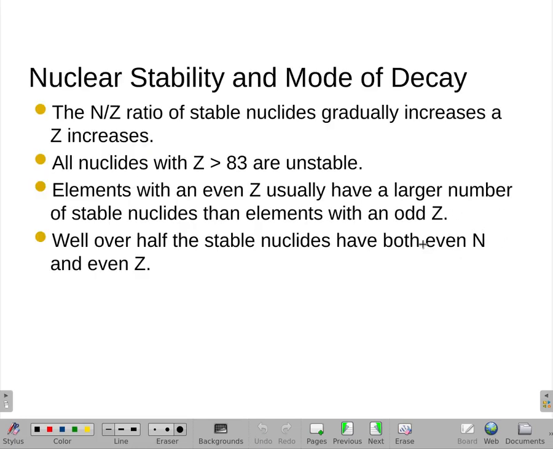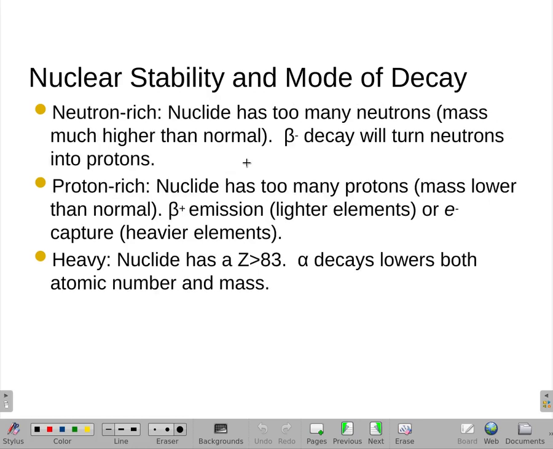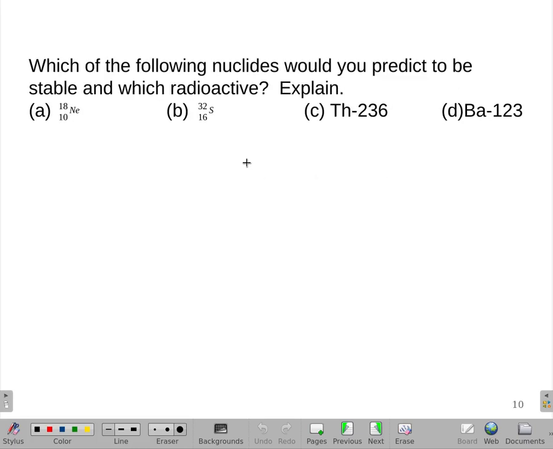So we're going to base it on a few things. We're going to look at the ratio of neutrons to protons. The ratio does go higher towards neutrons as we get further down the periodic table, but once the atomic number gets to 83, none of those are really stable. So we're going to practice that on things like this.